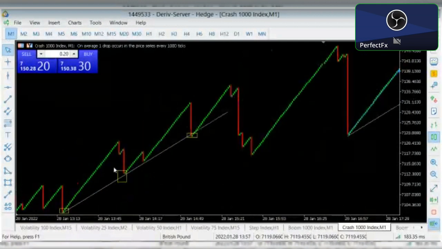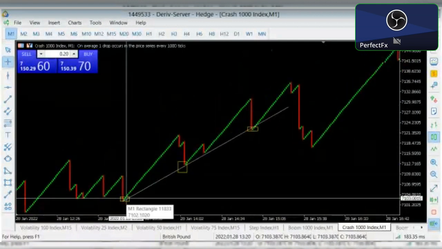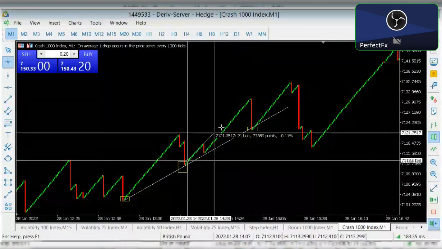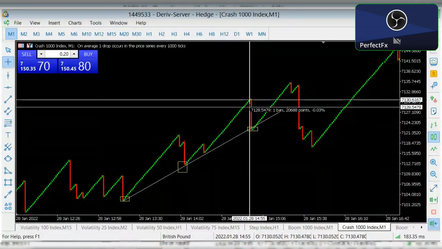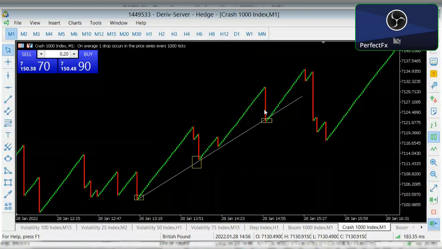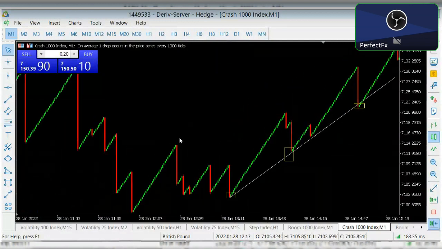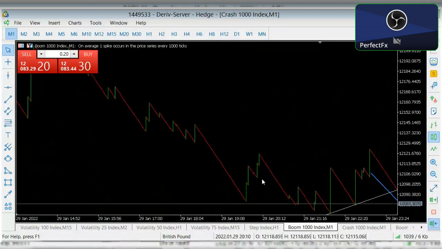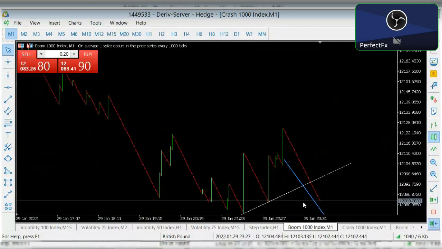So guys, ensure that structure is broken. I see structure broken, push to the downside, structure broken again for the second time. The third touch on the trend line, enter long on the Crash 1000 and Crash 500 market. Quickly, let me show you on the Boom 1000 and Boom 500 market.